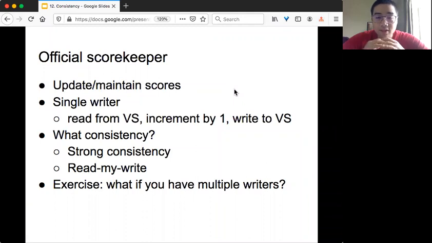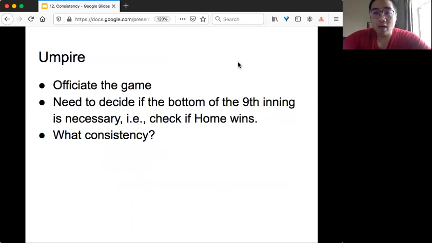And one of the exercises for you is, what if you have multiple writers? Because it's possible that there are multiple writers, and if multiple writers try to update at the same time and you use only read-my-writes, would that succeed? Or what else do we need to do? Okay. And then the other one is the umpire, who officiates the game.